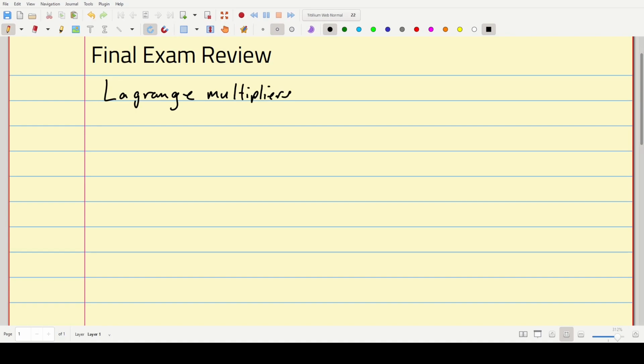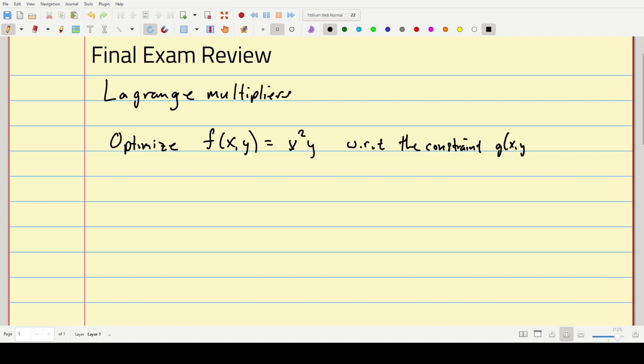All right. Lagrange multipliers. What we want to do is optimize this function here. Where did the problem go? There it is. And we are given this constraint here. So we have a function, x squared y, and we have the constraint, x squared plus y squared equals 1.